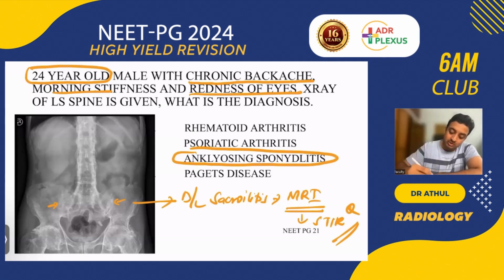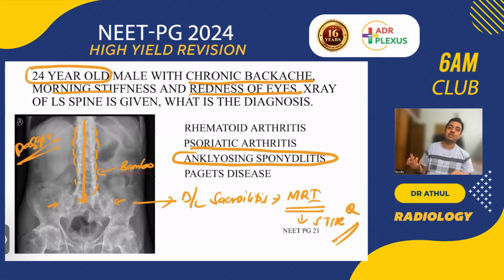Here you can see one sign called the bamboo sign. This is the bamboo spine because there are syndesmophytes going like this, giving a bamboo-like appearance. And if there is calcification of the interspinous ligament, you will get a sign called the dagger sign. Some signs you have to remember: dagger sign, bamboo spine, trolley track sign. These are very important in ankylosing spondylitis.